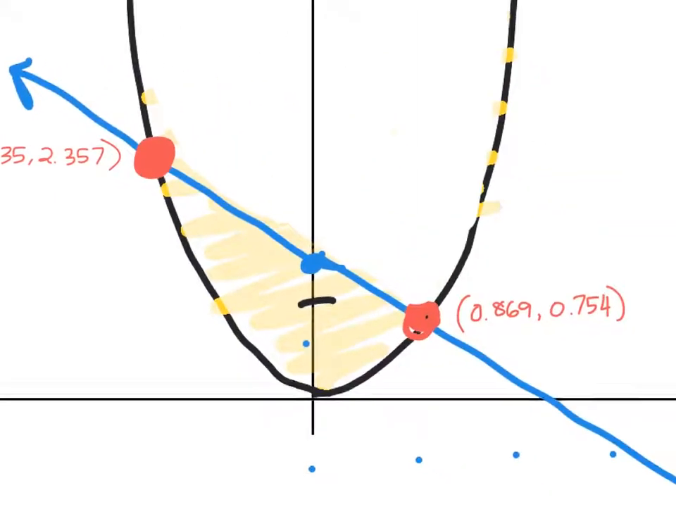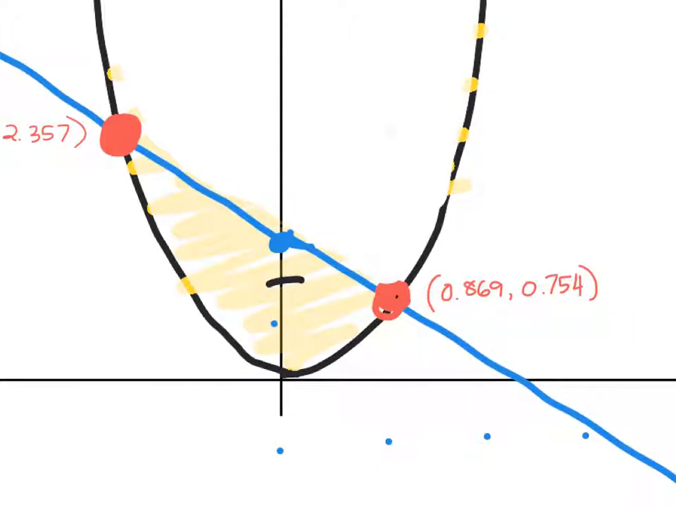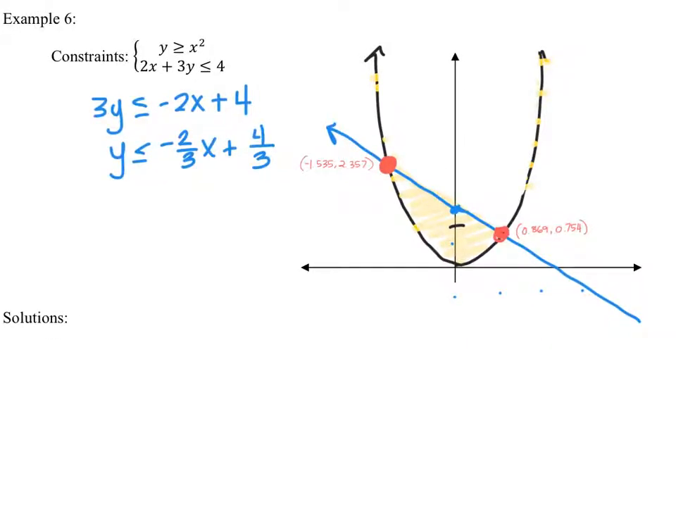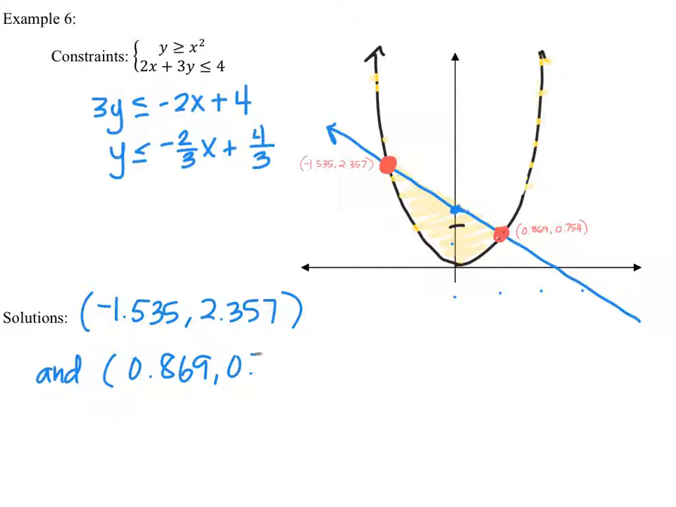0.869 and 0.754. Okay, great. All right, so we have our 2 intersection spots, and those are called the solutions. So then you would record those as your answers: negative 1.3535, 2.357, and the other one is 0.869, comma 0.754.